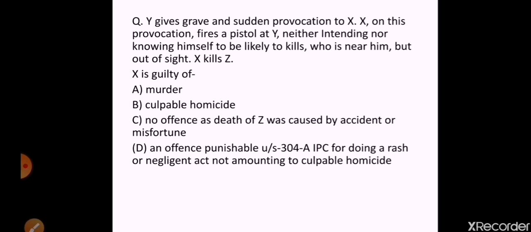Let me tell you, this question has been asked in the Delhi Judiciary Preliminary Examination in 2019. Yes, it is an important question to be noted down, and the correct answer is option number B, that is culpable homicide. And this is also the illustration in section 299 of IPC. Fine.